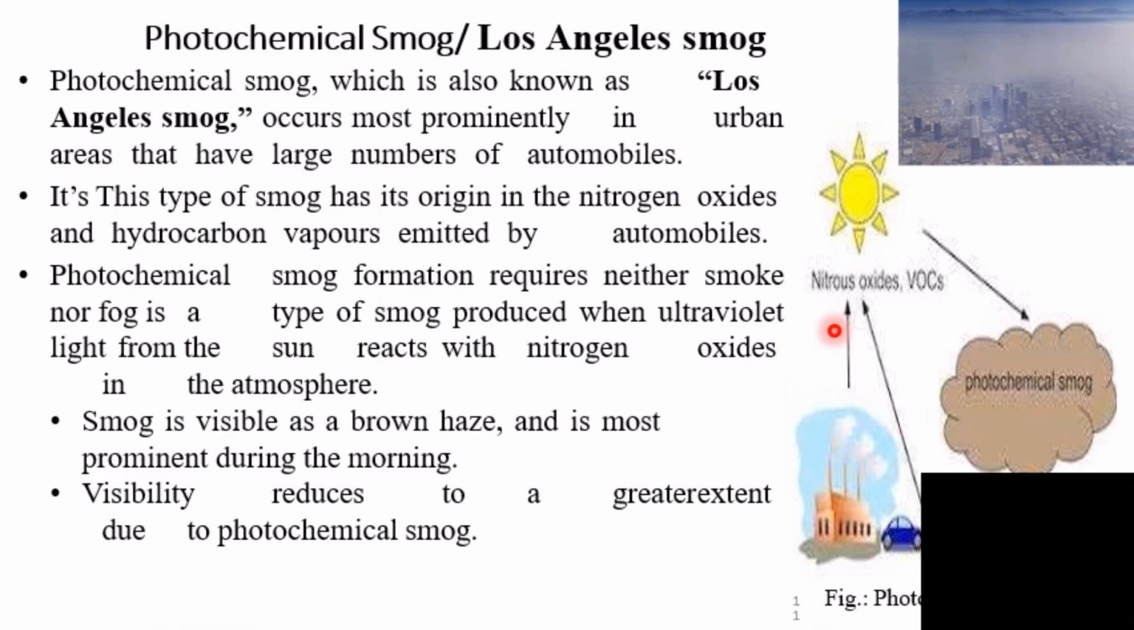Smog is visible as a brown haze and it is most prominent during the morning. So when can we observe this photochemical smog? Mostly in the early morning time. Can you see anything? What have you experienced? We cannot even see the vehicles coming in front of us. This will form a thick blanket all over the area, so visibility reduces to a greater extent due to photochemical smog.